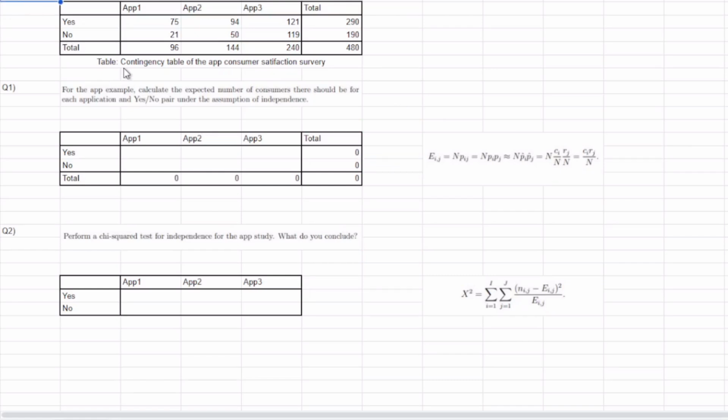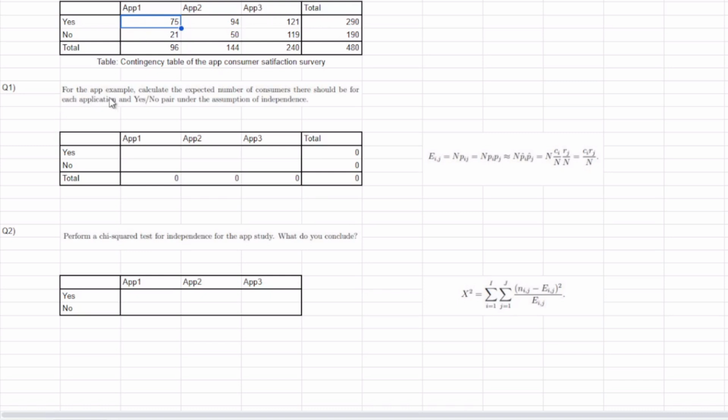Today we're going to go over some chi-squared for dependence questions. I'm doing it in Excel, but you can write it out on paper. I just thought it was a bit easier since my sketchpad is not working correctly. We have this contingency table for an app consumer satisfaction survey, with people who would recommend the app, yes or no, for app 1, 2 or 3.